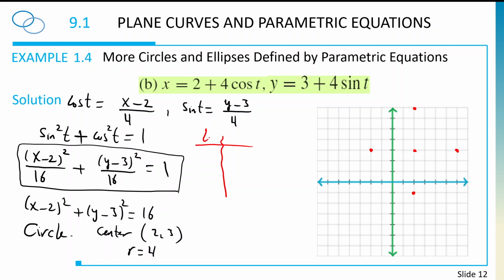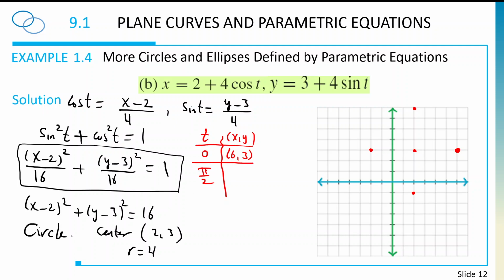It's always very important to find the orientation. And most of the time the question itself asks you to find the orientation. So if I take t, again, it's the same domain, from 0 to 2 pi. So I'll take 0 and pi over 2. If t is equal to 0, this is 4 plus 2, 6. And sine is 0, so this is 3. So the first point, clearly, is 6, 3. This is our starting point.